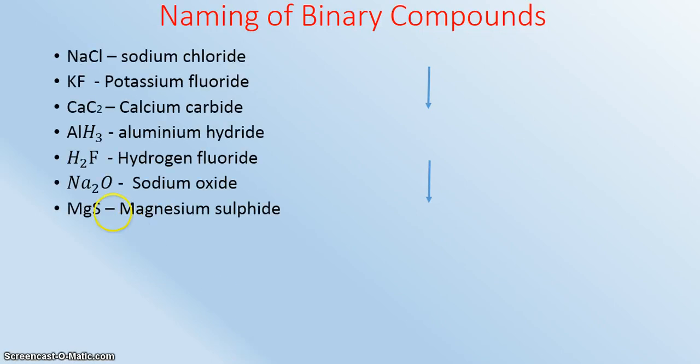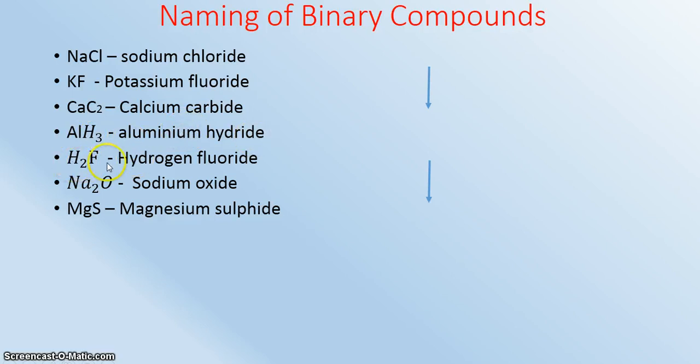So now let's start some namings. From what I've given you, we go with sodium as the cation, we don't do anything to it. The anion, chlorine becomes chloride, as I said. Then we have potassium, that is potassium fluoride, calcium carbide, aluminium, nothing is done to it. The hydrogen here becomes hydride.